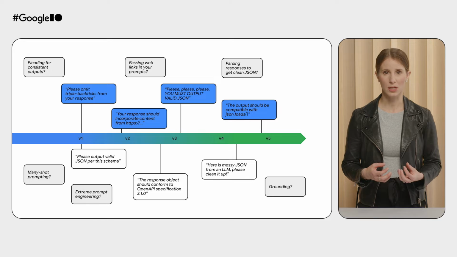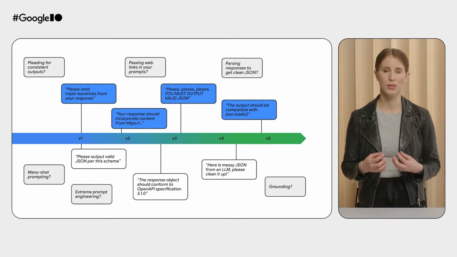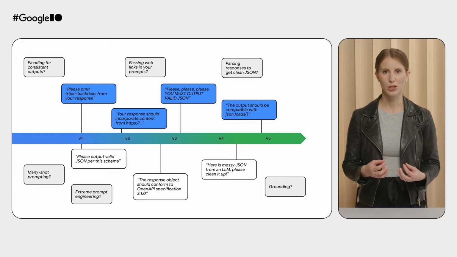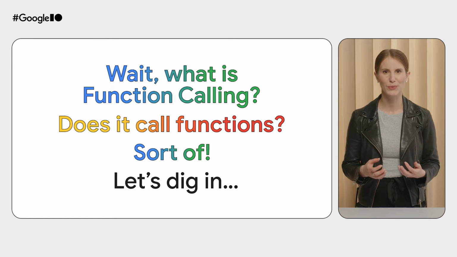What we actually need is a better solution that allows us to connect generative models to the outside world in a structured and reliable way. This is where function calling, a native capability in the Gemini model, comes in. So what exactly is function calling? Does it call functions for you? What kind of functions can you use?